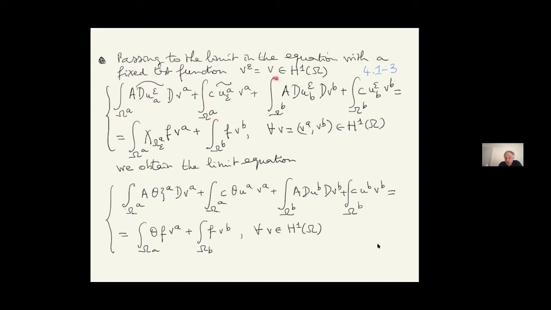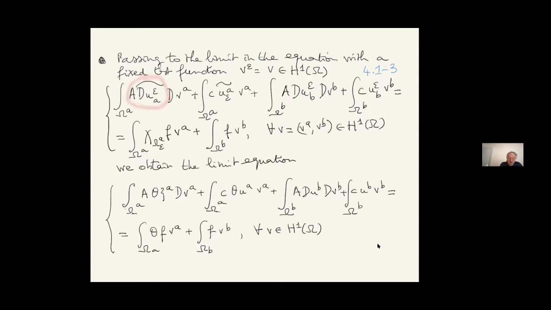Okay, those terms are not touched by this. And here I have to replace the integral over omega A epsilon of F VA by the integral over omega A of the characteristic function of F VA. Okay, now it's easy to pass to the limit.